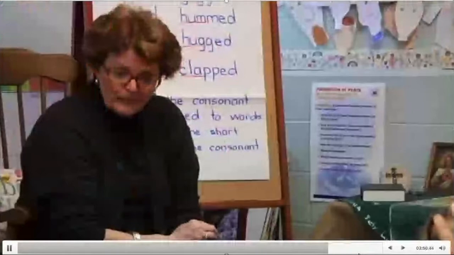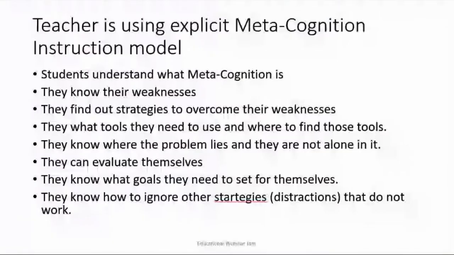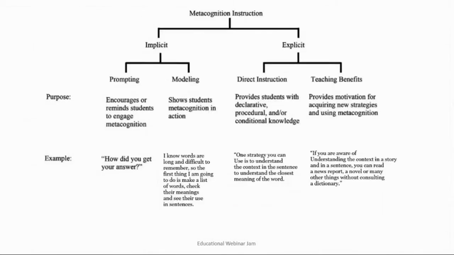To understand what metacognition is, they know their weaknesses, they find out strategies to overcome their weaknesses, and they know what tools they need to use and where to find those tools. They know where the problem lies, and they're not alone in it. They're not alone in this kind of problem. When they answer, others get some help as well. They can evaluate themselves, yes, and they know what goals they need to set for themselves, and they know how to ignore other distractions or strategies that do not work for them.